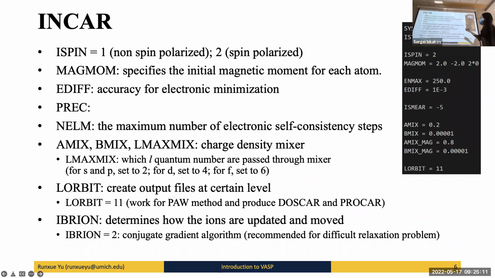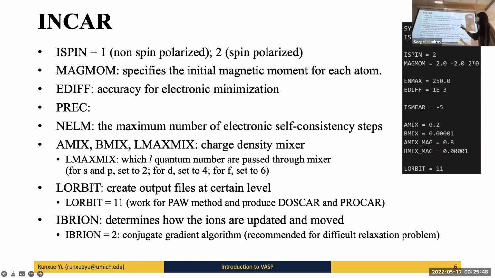Next is ISPIN. It identifies whether we will have spin polarized or non-spin polarized calculations. And MAGMOM specifies the initial magnetic moment for each atom. And EDIFF defines the accuracy for the electronic minimization. If your energy difference is below the number you have set here, then the calculation will stop.